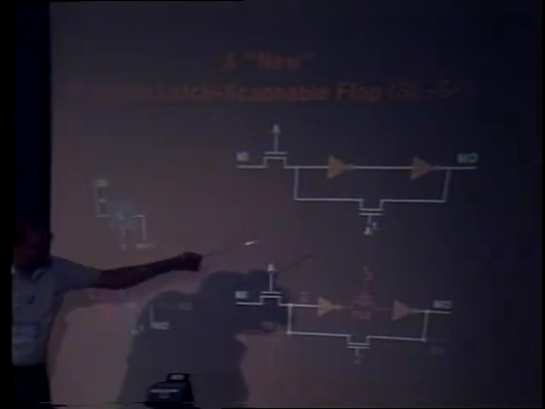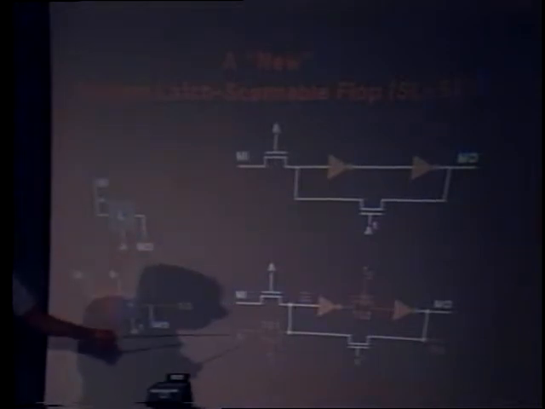So what has been found is this new thing called system latch scannable flop, abbreviated as SLSF. The assumption is that, to begin with, you implement your latch as shown here, where we have a static latch with 2 inverters and a feedback path. We modify this original latch by adding 2 transistors.